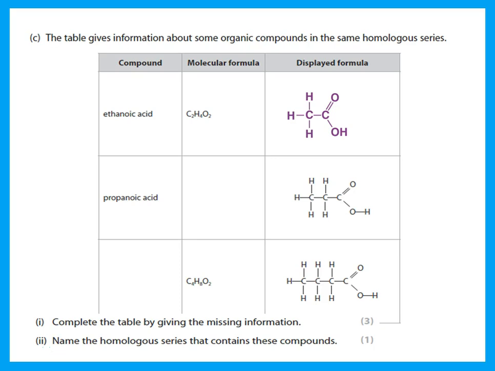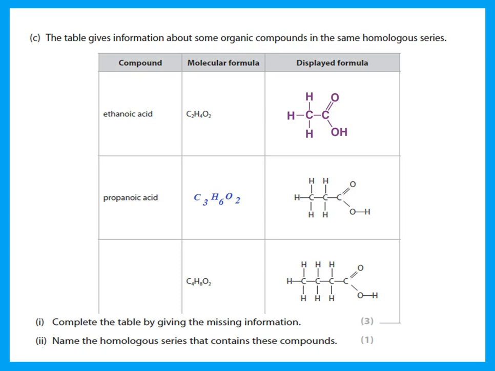Now, propanoic acid, he wants its molecular formula. Molecular formula means the total number of carbons, total number of hydrogens, total number of oxygens. So it has how many carbons, hydrogens, and oxygens? It is C3H6O2. That is its molecular formula.